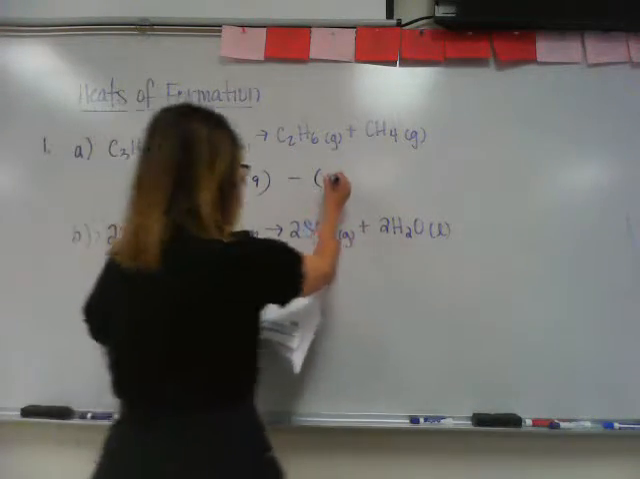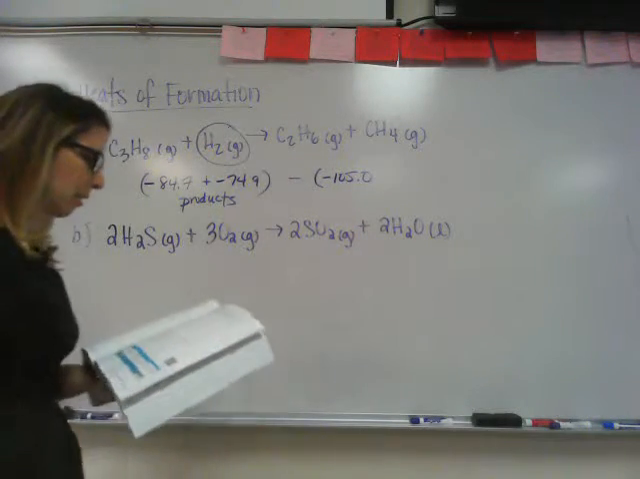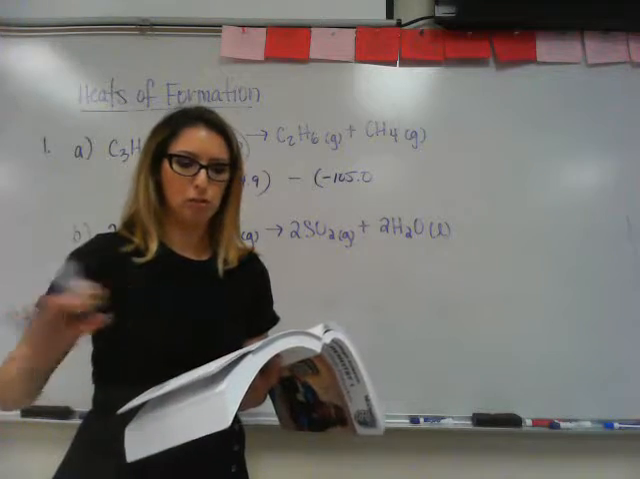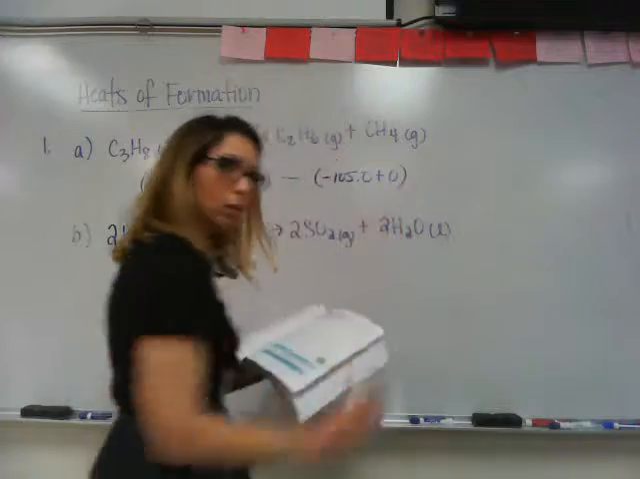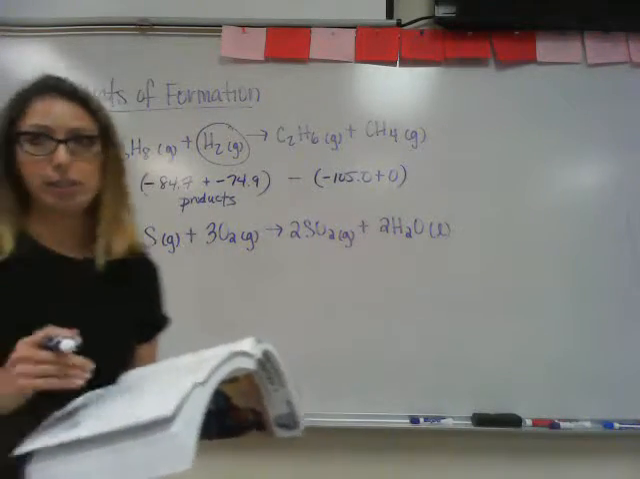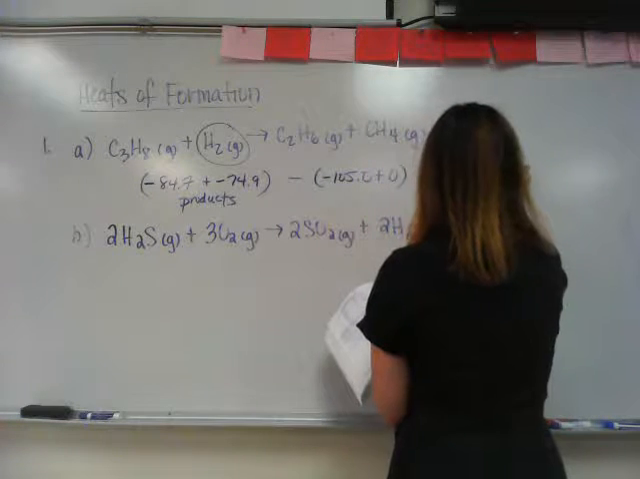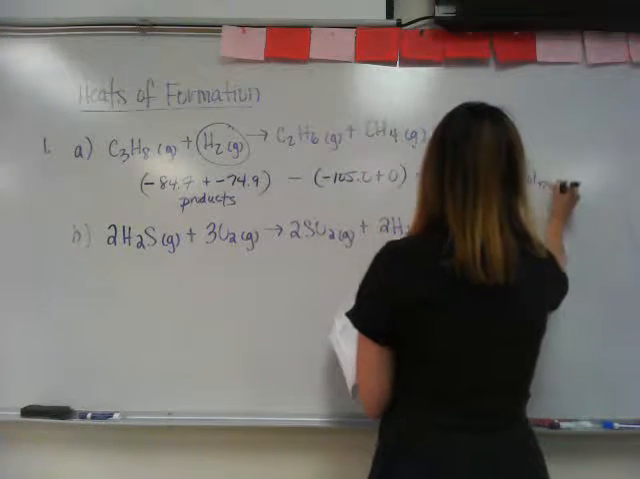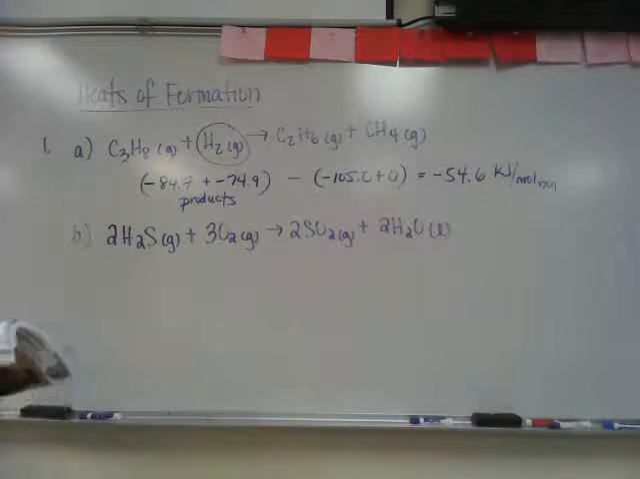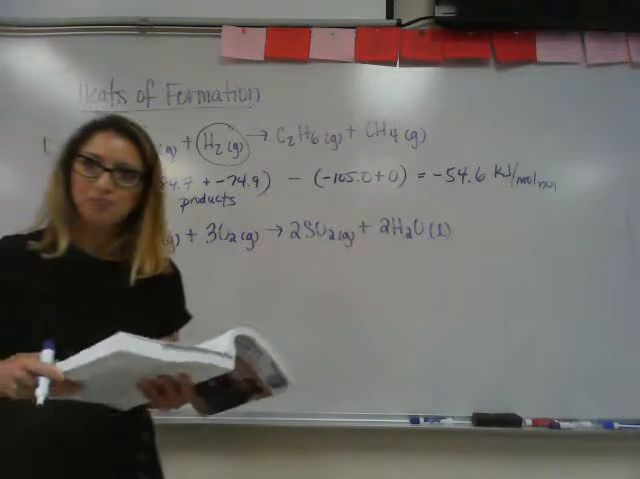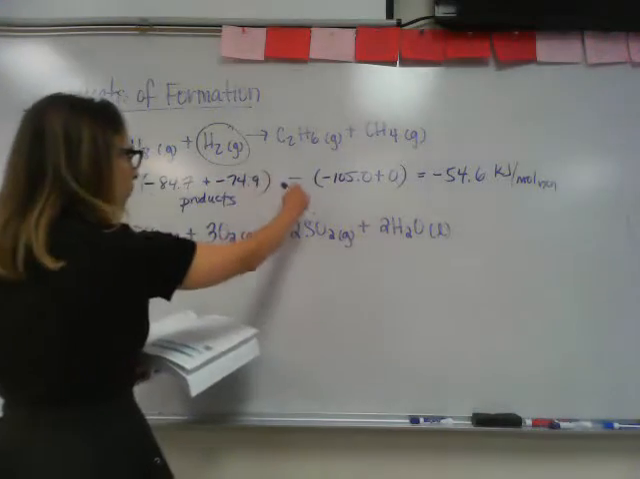C3H8, which has a value of negative 105.0, and then H2 gas is in its pure elemental standard state. So that means that it has a value of 0 for its heat of formation, which you wouldn't see in the table. Okay? Add that stuff together, you're going to get negative 54.6 kilojoules per mole of reaction. Trust me. Now, if you think it looks funny, this will be negative, but this you're adding.